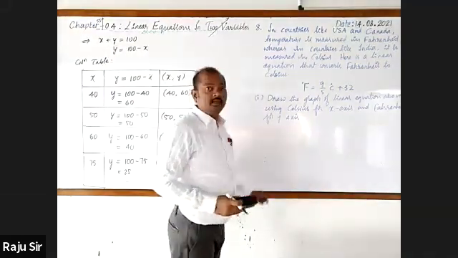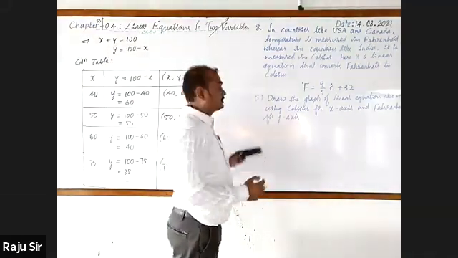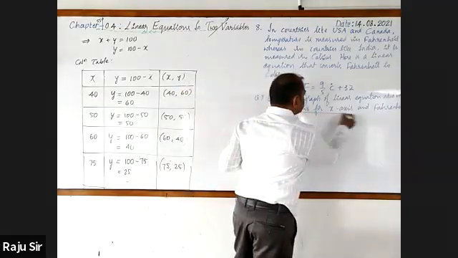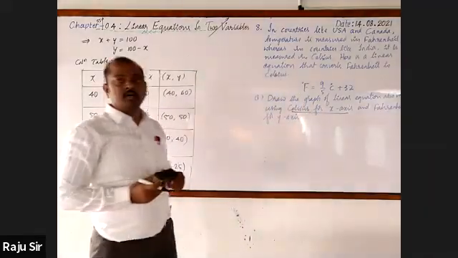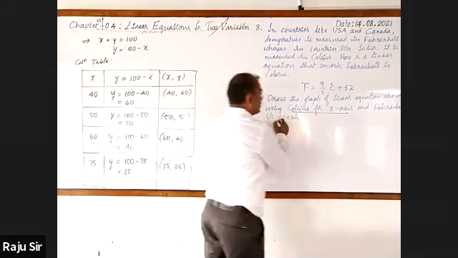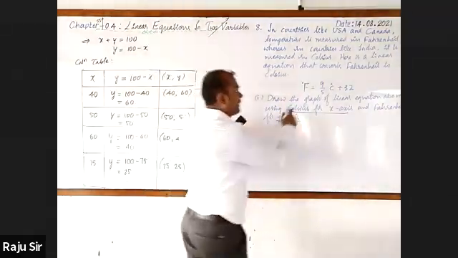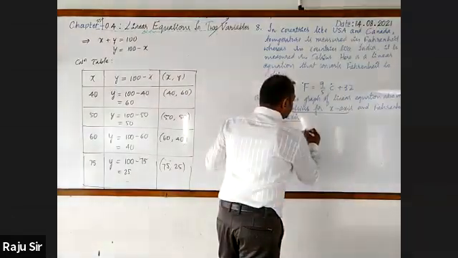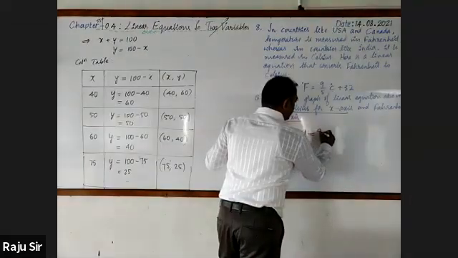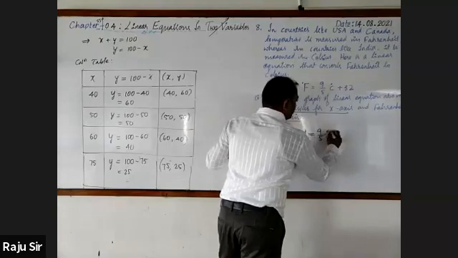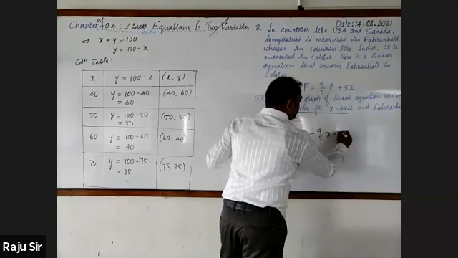Let us rewrite the given equation because our Celsius is to be taken along x-axis and Fahrenheit is to be taken along y-axis. Then how do you write the equation? y is equal to 9 by 5 into x plus 32.